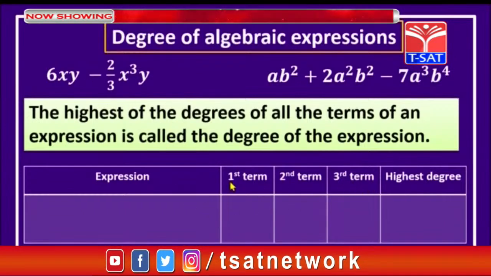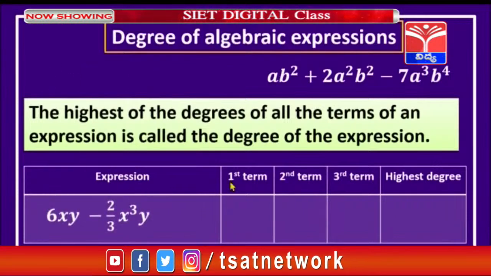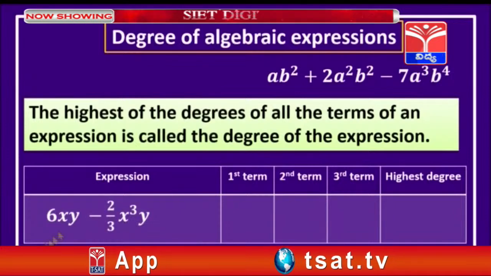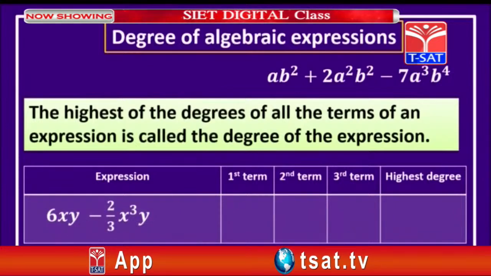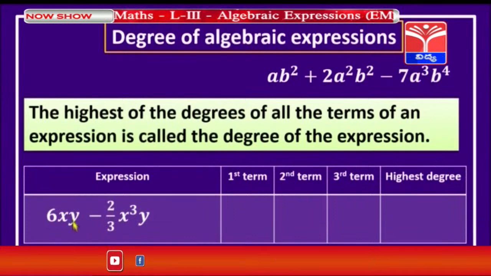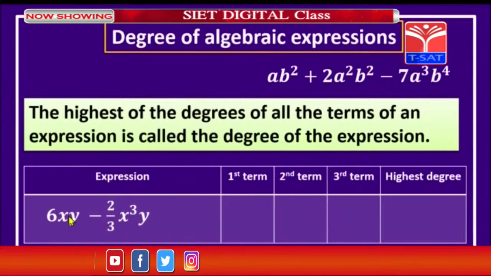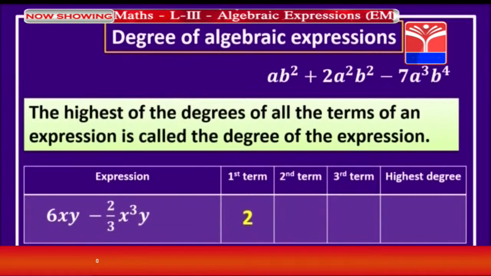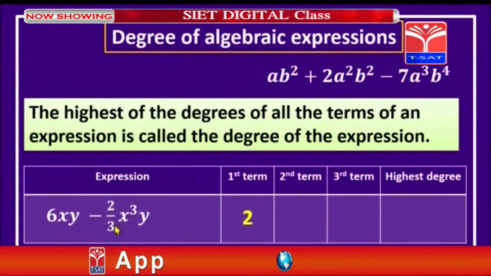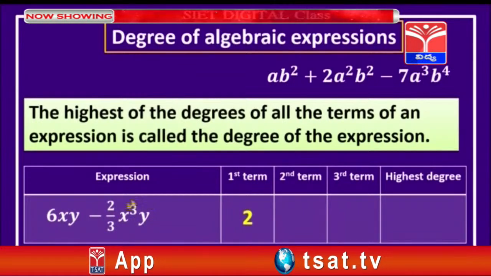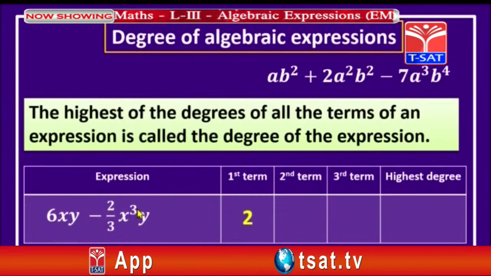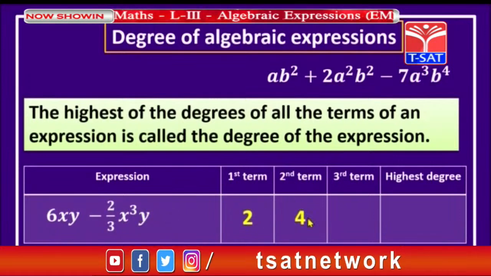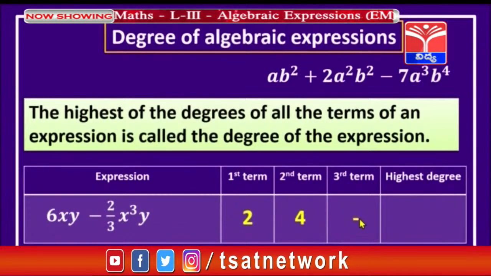So we will find out for the first one, children, that is 6xy minus 2 by 3 x cube y. This is the expression. Now what is the first term, children? Yes, 6xy. Now what is the degree of this 6xy? xy, that means x power 1 and y power 1. Therefore the degree of the first term is 2. Now what is the second term, children, here? Minus 2 by 3 x cube y. Now what will be the degree of this one? Here x to the power of 3 and y to the power of 1, that is 3 plus 1. So 4 is the degree of the second term, and we don't have a third term, we don't have to worry.